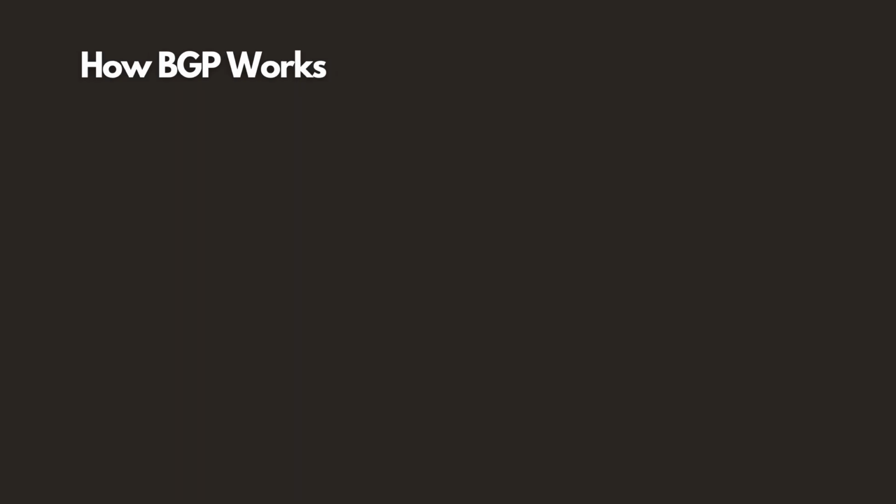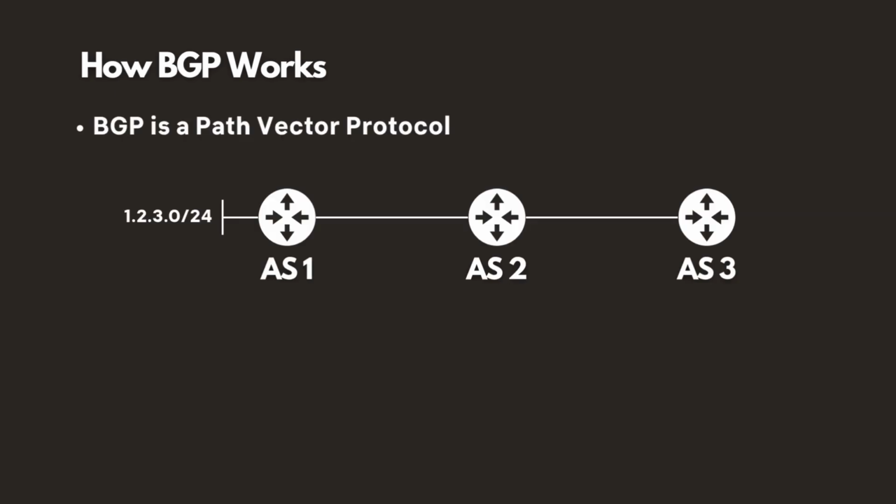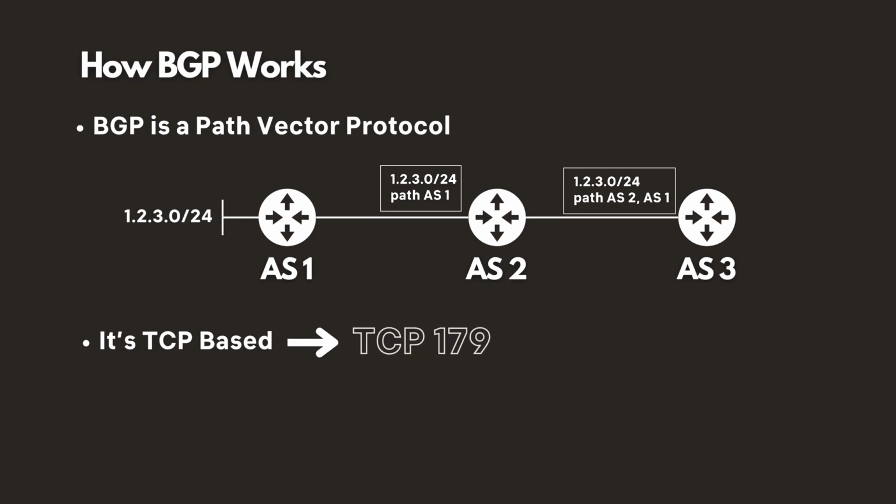How BGP works? BGP operates on several key principles. BGP is a path vector protocol. Unlike distance vector protocols, BGP maintains the complete path information to prevent loops. Each route advertisement includes the full AS path. It's TCP based. BGP uses TCP port 179, making it reliable and connection-oriented. This is unusual for routing protocols but essential for stability.